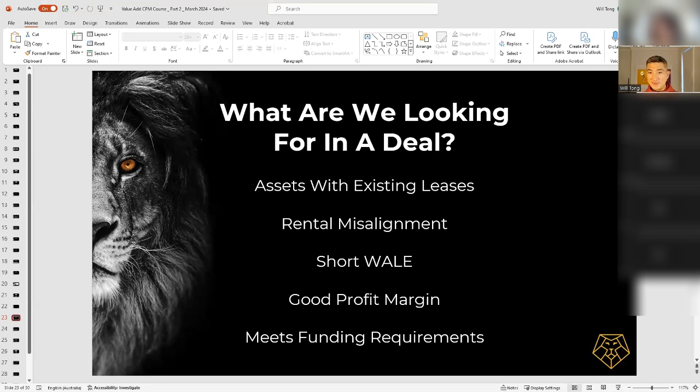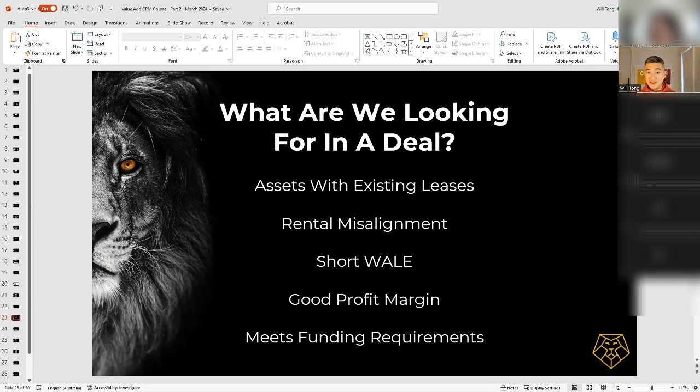We also want to look at properties that are short WALE, because what's the point of buying a property that's under rented but has 10 years remaining on the lease, right? You can't exercise the rental reversion for 10 years. So you're looking for something with a short WALE, 1 year, 2 years, 3 years, depending on your appetite and the profit margin, maybe even up to 4 years. And obviously you want to be able to calculate a good profit margin out of it.